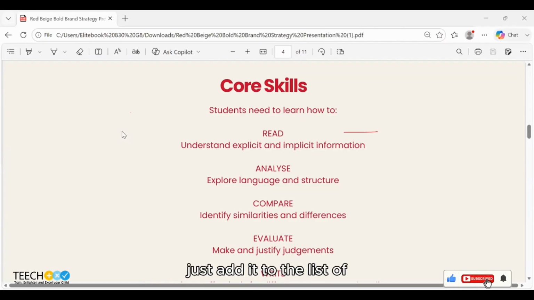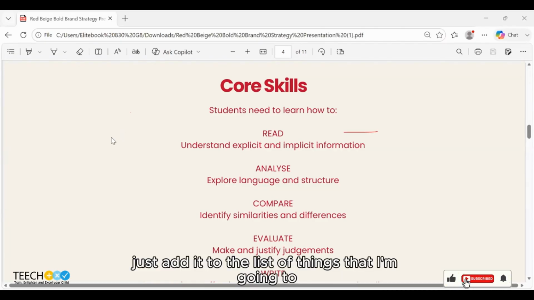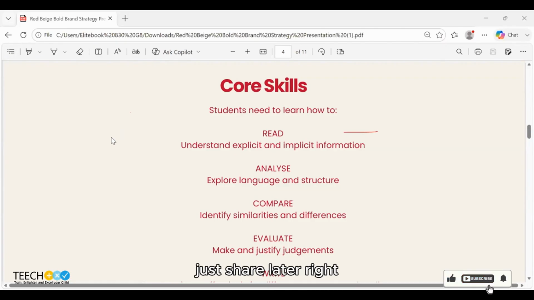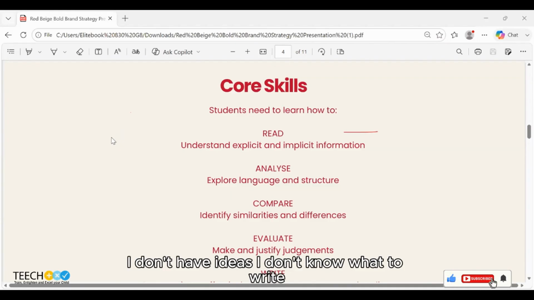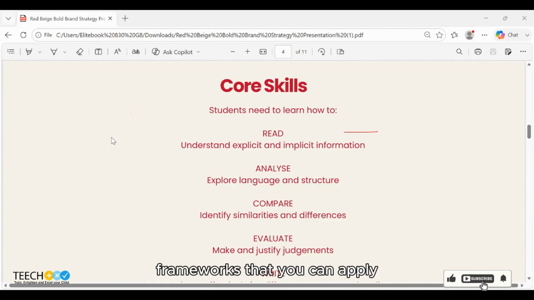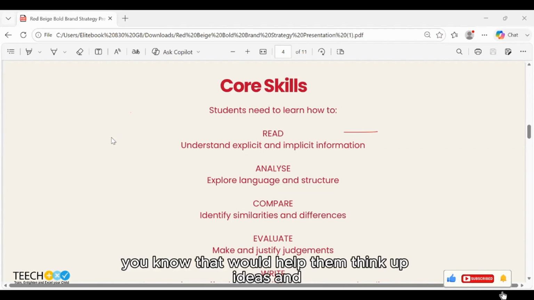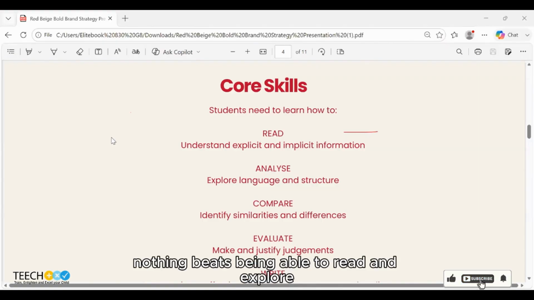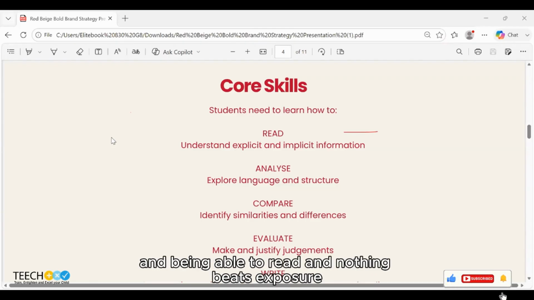So here's what I'm going to do. Please, Miss Debbie, just add it to the list of things that I'm going to share later, right? I'm going to share different creative writing frameworks that you can employ. If you have a student who finds it difficult to think up ideas, who says, "Oh, I don't have ideas, I don't know what to write," I'm going to share some basic creative writing frameworks that you can use with your students, that would help them think up ideas and at least pass and at least write decently.